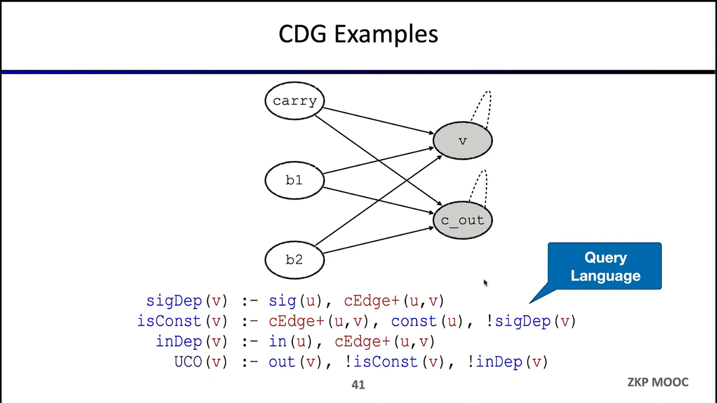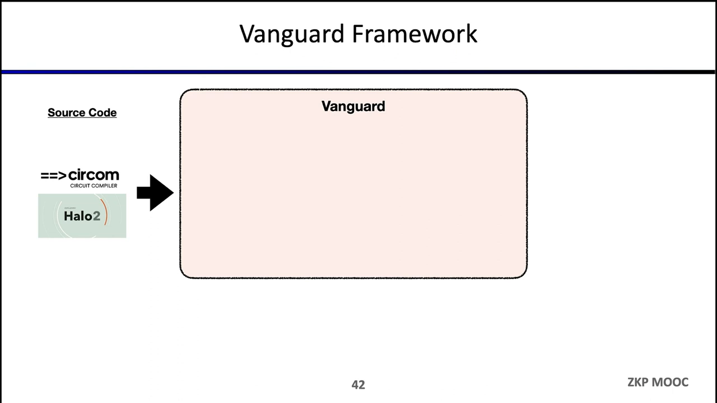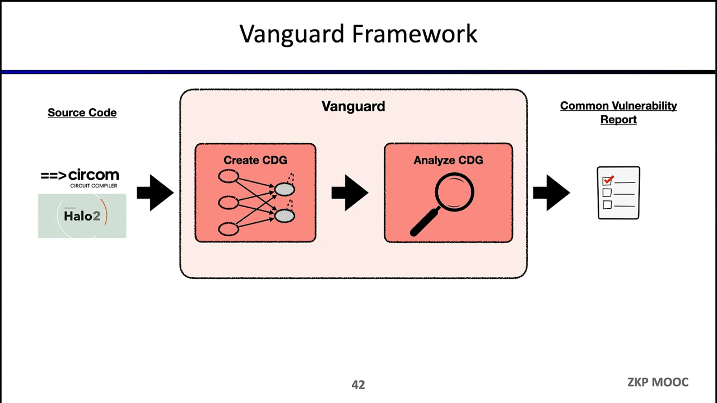Now, once you understand those examples, let's group them together and see how the big picture works. We implement the proposed idea as a part of the Vanguard framework, which takes as input a ZK circuit, either in Circom or Halo 2. We take those as inputs and convert them into the corresponding circuit dependence graph, like what we did in the previous example. After that, we perform queries on the generated circuit dependence graph using a list of queries that represent the semantic or bug patterns that we learned earlier. And then finally, the tool reports any potential violations in the programmer's source code.